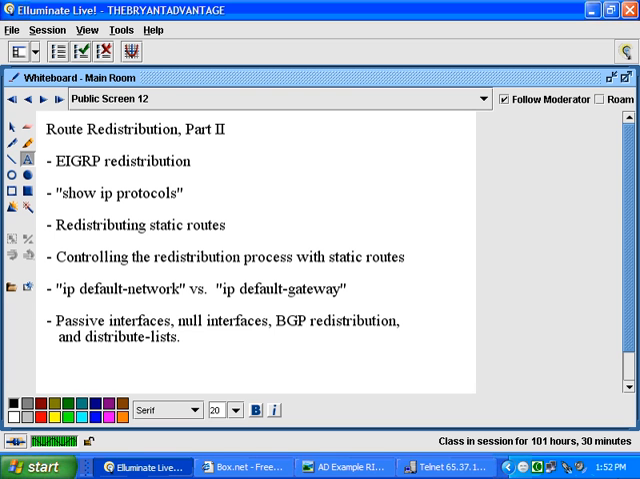After we take a look at that, we're going to look at two very commonly confused and confusing commands, IP default network and IP default gateway. After that, we'll look at passive interfaces briefly, revisit null interfaces and how they relate to BGP redistribution. And finally, we'll take a look at distribute lists.